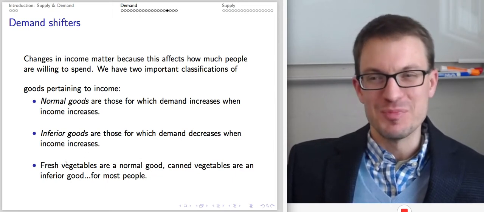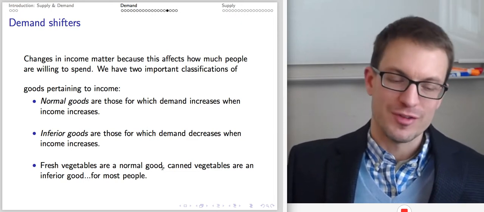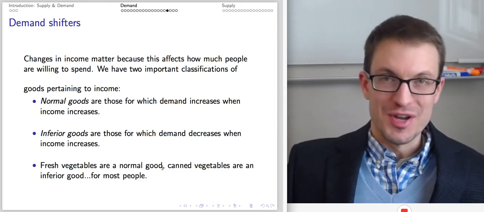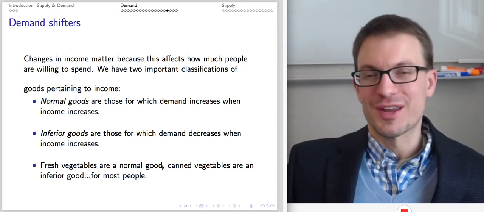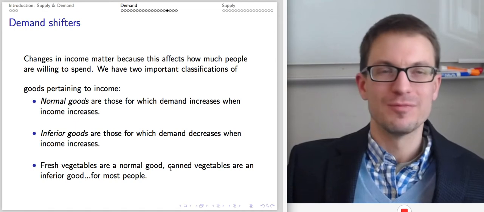So my example would be, fresh vegetables are a normal good. As your income rises, people buy more fresh vegetables. Also, as their income rises, you buy fewer canned vegetables, right? Canned vegetables would be an inferior good, probably for most people.